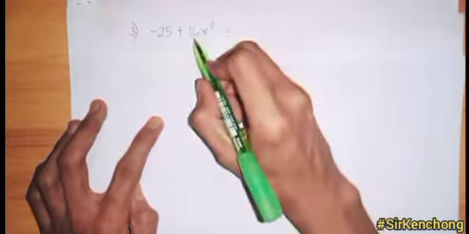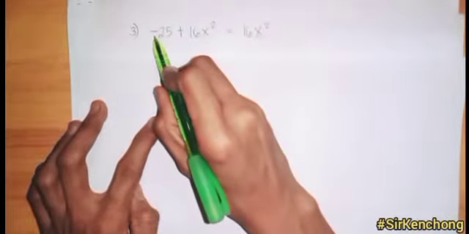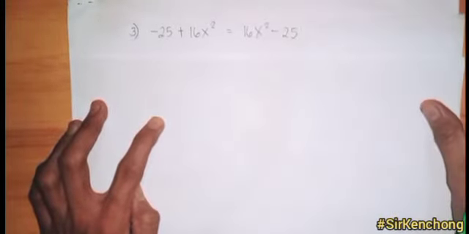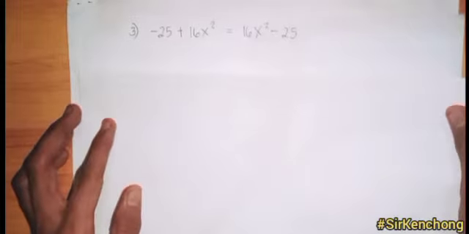Unahin natin yung positive 16x squared. Ihuli natin yung negative 25. So, we now have 16x squared minus 25. So, isa na siyang difference of 2 squared.